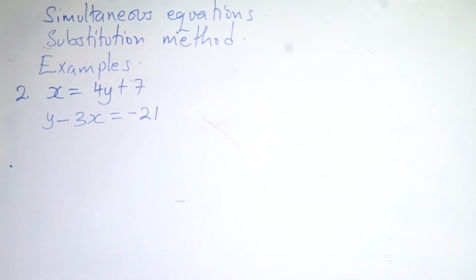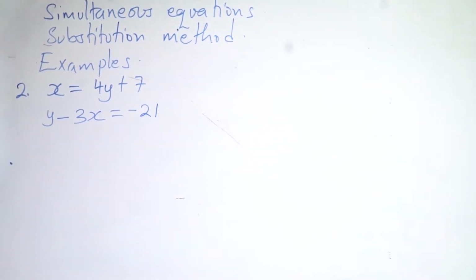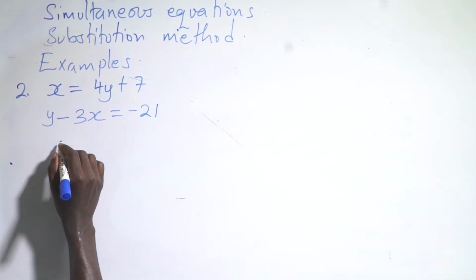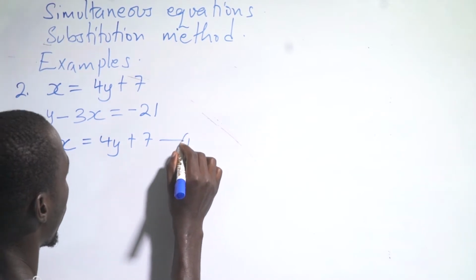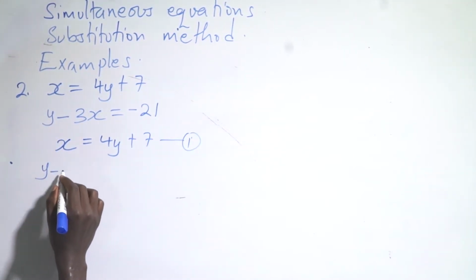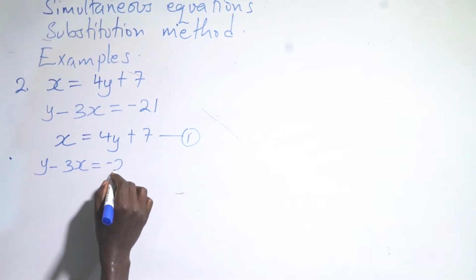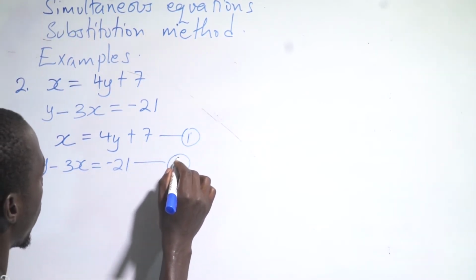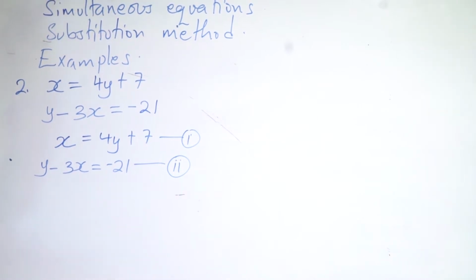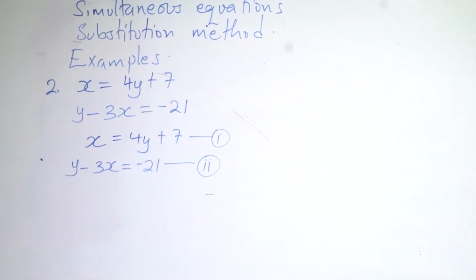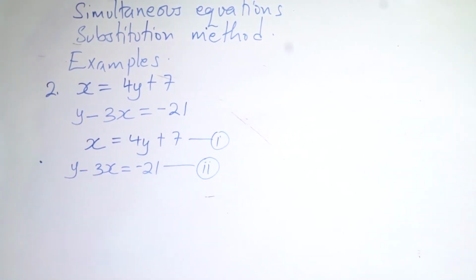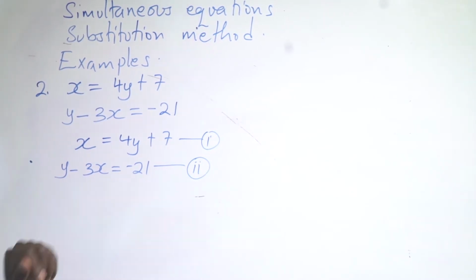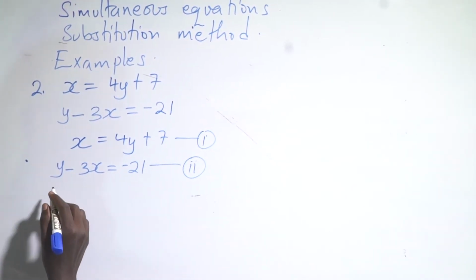Example 2, still solving the simultaneous equation using substitution method. We label. So after labeling, now when you look at equation 1, x is already a subject of the formula, so I can just put it directly into equation 2 to eliminate the x.